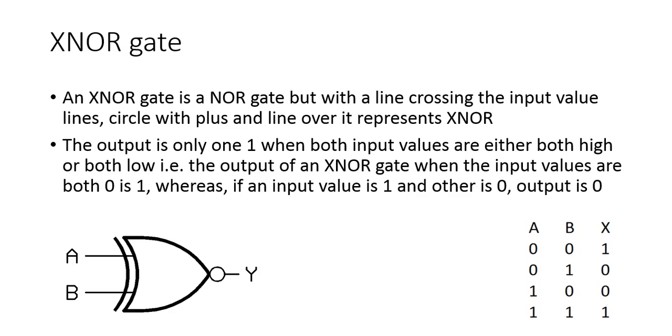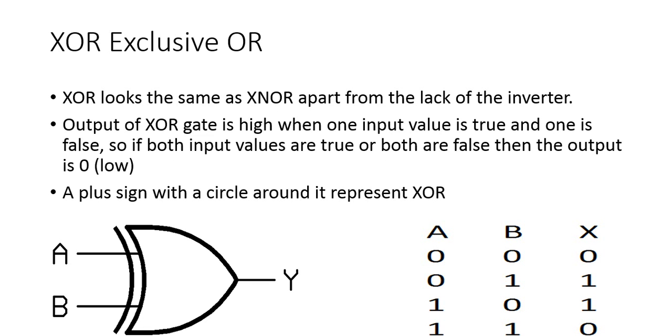The output is only 1 when both input values, A and B, are either both high or both low, so they're either both 1 or both 0. The output of an XNOR gate when the input values are both 0 is 1, whereas if one input value is 1 and the other is 0, the output is 0. So if you had an XOR gate, you know that if both input values are 0, the output's going to be 0. So if you want to make an XNOR gate, all you do is switch the outputs of the XOR gate and draw it, and there you go.